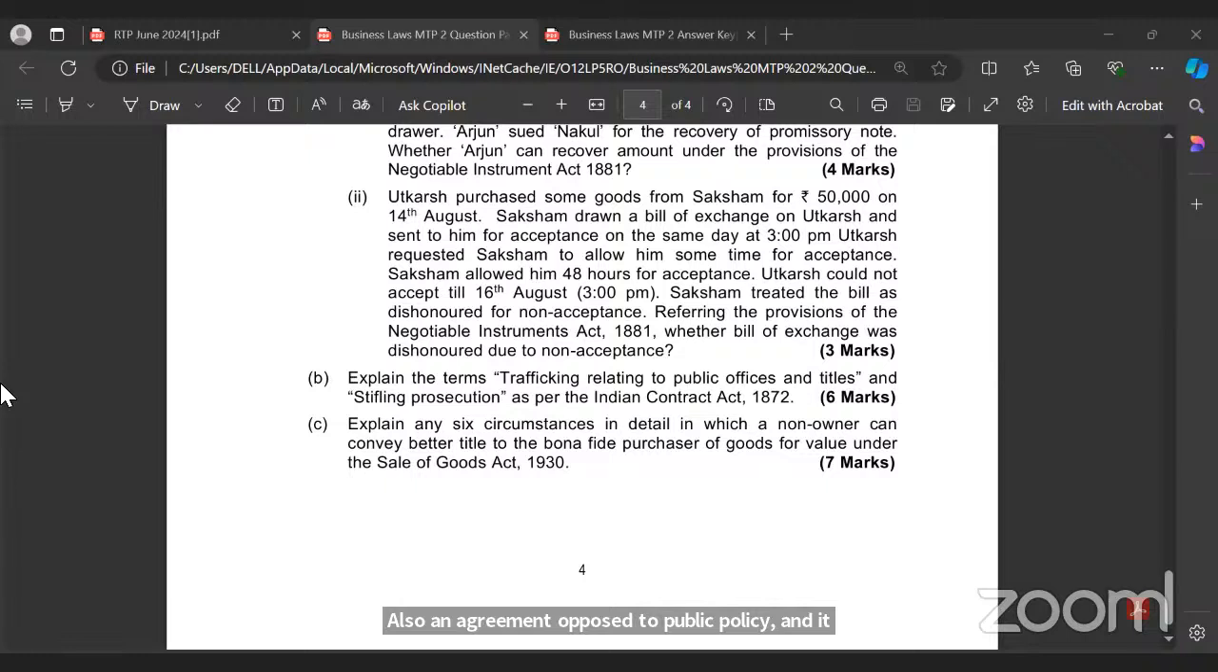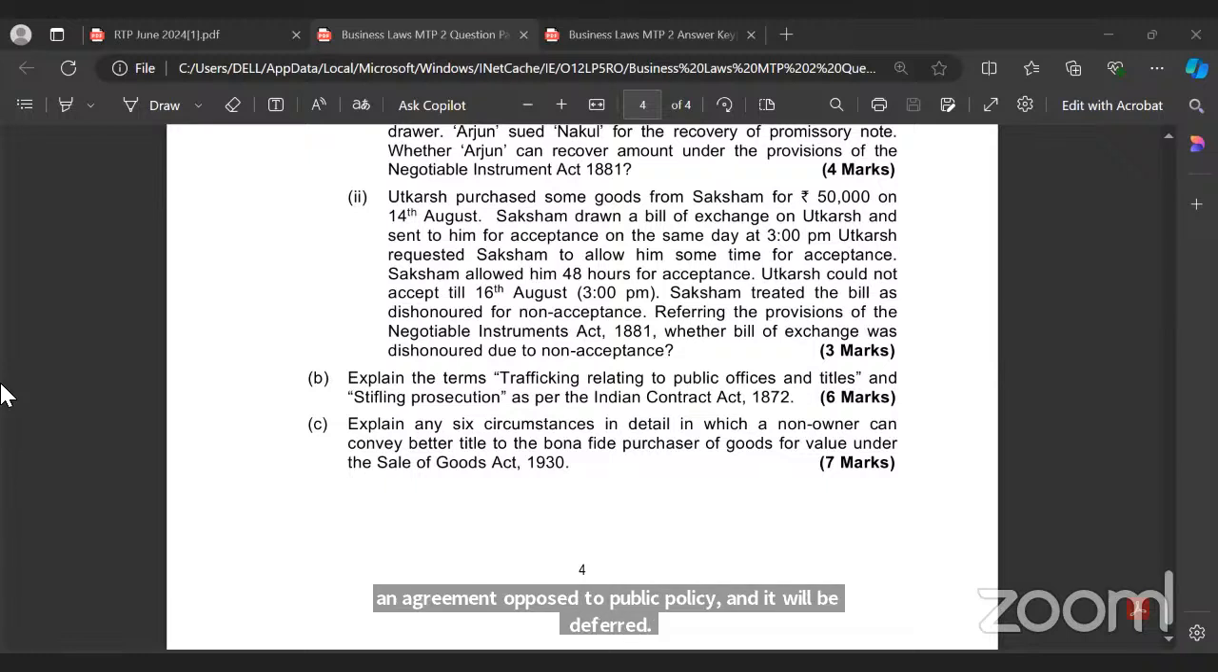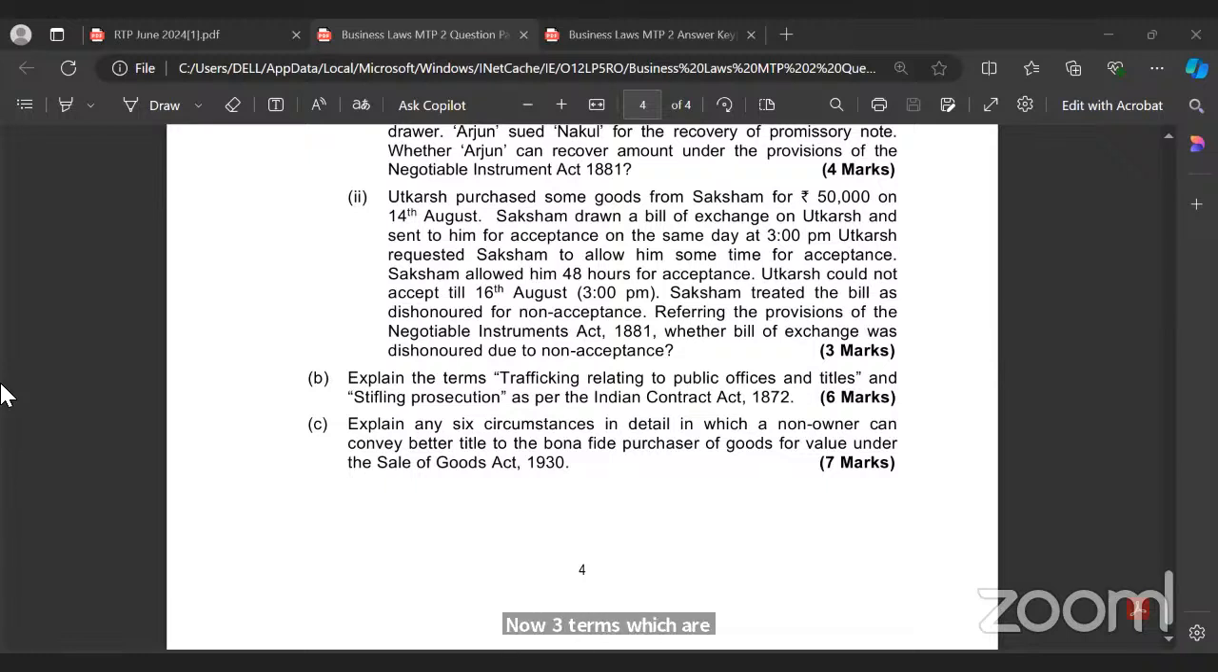There are three terms which are used confusingly. One is stifling prosecution, one is interfering with the course of justice, and one is restraint of legal proceedings. What are the differences between all three? Stifling prosecution is you pay money so that he doesn't file a case against you for a non-compoundable offense. For a compoundable offense, suppose somebody throws water on you, you tell him, give me 500 rupees, I won't file a case, okay. Suppose he throws acid on you and you tell him not to file a case, it's a problem.